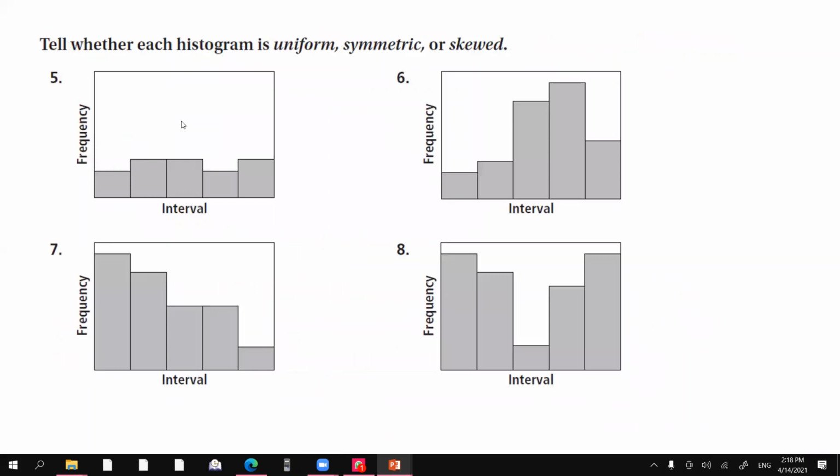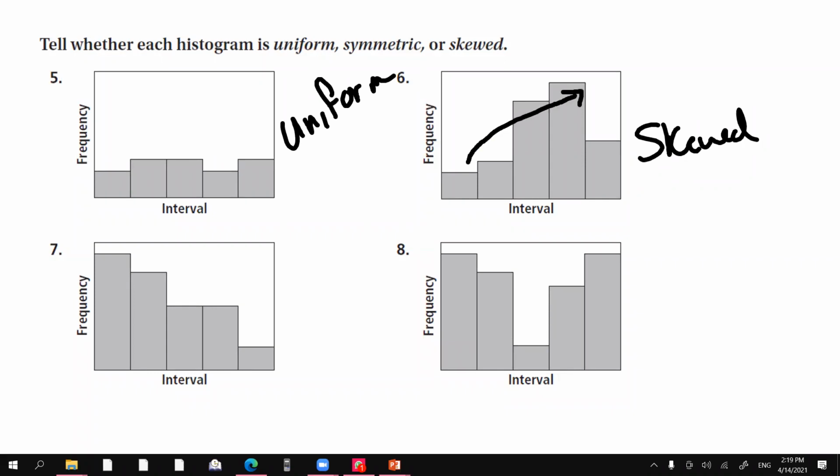Now, in this lesson, we talk about histograms. I want now to classify them into uniform, symmetric, or skewed. Now, the first one, number 5. Look at it. Is it symmetric or uniform or skewed? Uniform. Uniform, bravo. Okay. Number 6 now. Skewed. Skewed, bravo. Here, they are going to the right side, so it will be skewed.